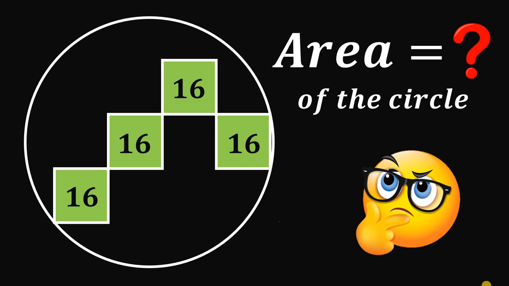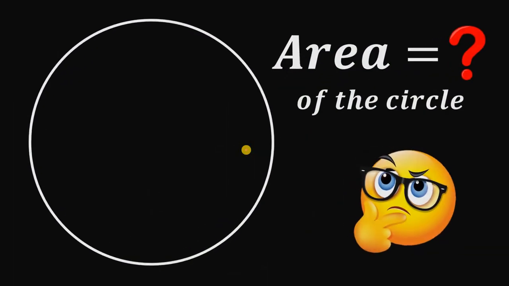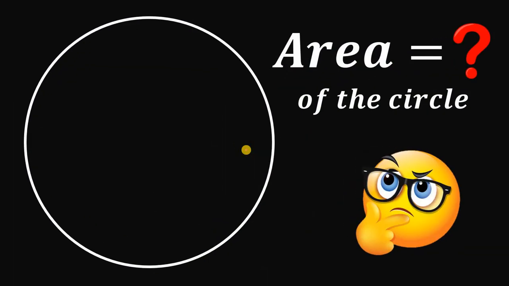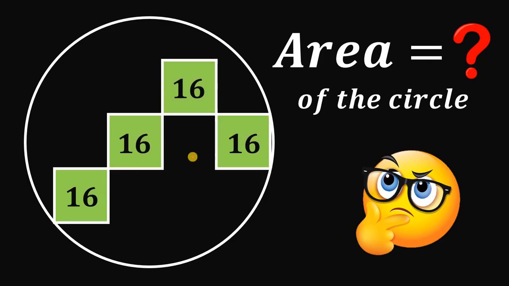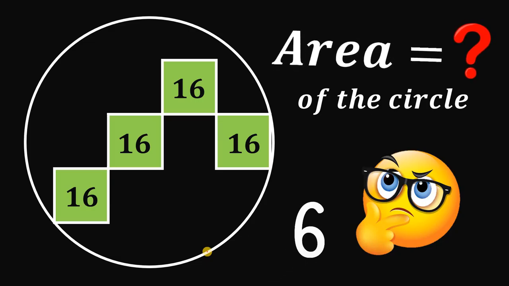Can you solve this geometry challenge? Here's the question. Given the circle, let's insert 4 identical squares having an area of 16 square units. And the question is, what is the area of the circle? Now you can pause this video if you want to give this problem a try.